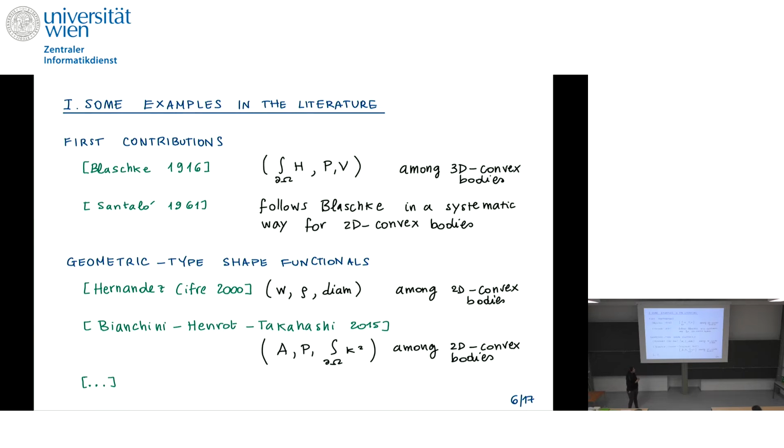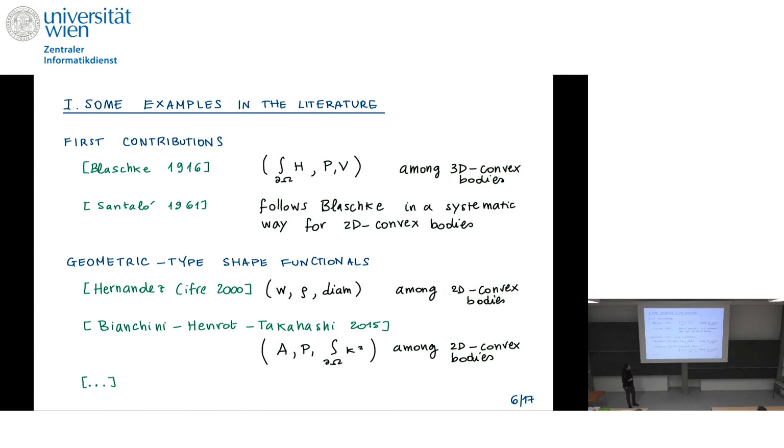Let me conclude the first part with some literature. The first contribution is probably due to Blaschke in 1916, who adopted this approach to describe the relation among 3D convex bodies of the surface integral of the mean curvature, the surface area, and the volume. Then 50 years later, this approach has been followed systematically by Blaschke to describe the relationship between geometric quantities for 2D convex bodies. And then many other authors have used this approach.